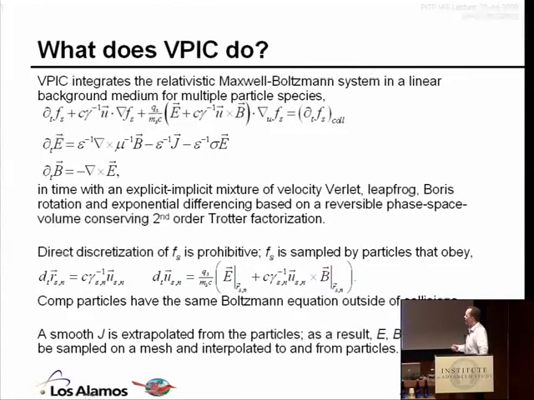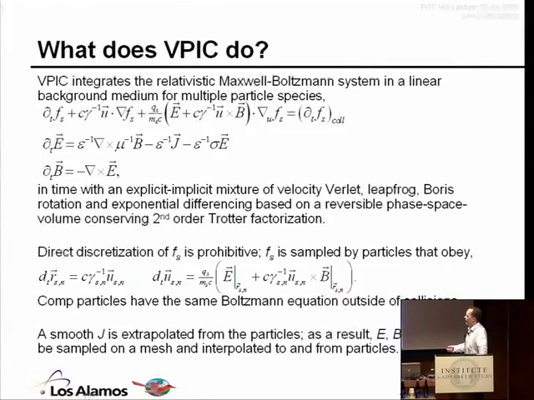Of course, directly discretizing this can be prohibitive if you're doing the full 6 dimensions, the 3 dimensions of space and 3 dimensions of velocity of this equation. So we actually sample by particles that follow the characteristics of Boltzmann's equation. These computational particles have the same Boltzmann equation outside of collisions, but we need to handle collisions separately because of collision effects, and I know Anatoly covered that a little bit in his talks.